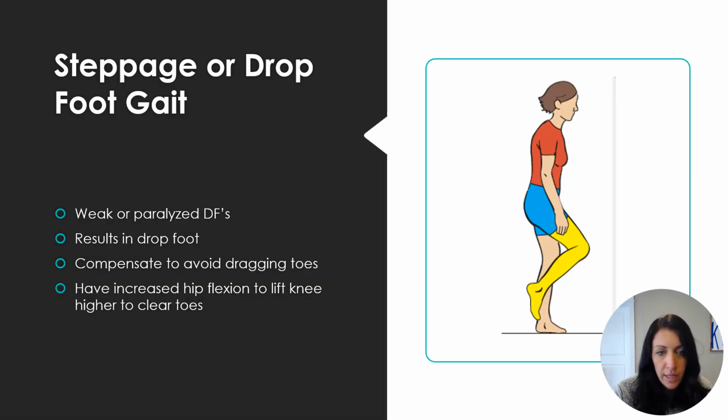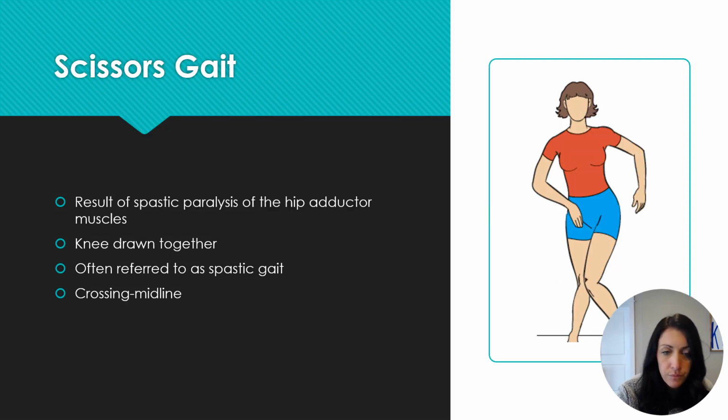Steppage or drop foot gait. This results from weak or paralyzed dorsiflexors, and results in foot drop. They'll compensate to avoid dragging the toes, so they'll have a steppage at high elevation to clear the foot from dragging on the floor. A lot of times they'll have increased hip flexion to lift the knee higher to clear the toes. The other thing too, the foot will slap at initial contact with the ground, secondary to the decreased control.